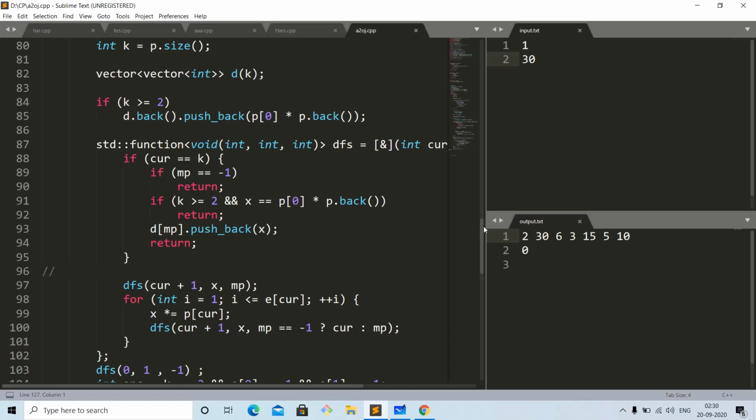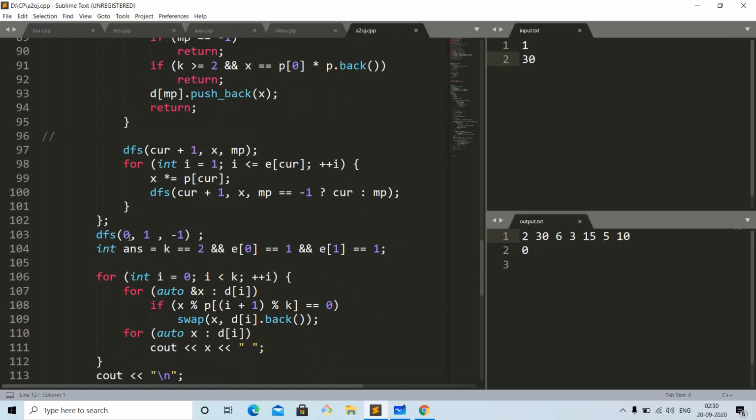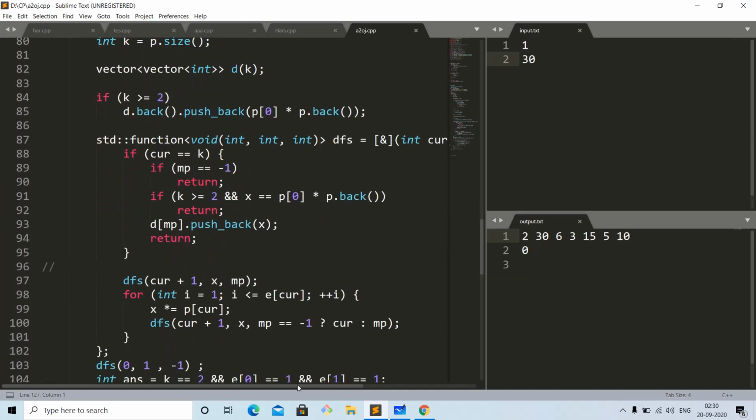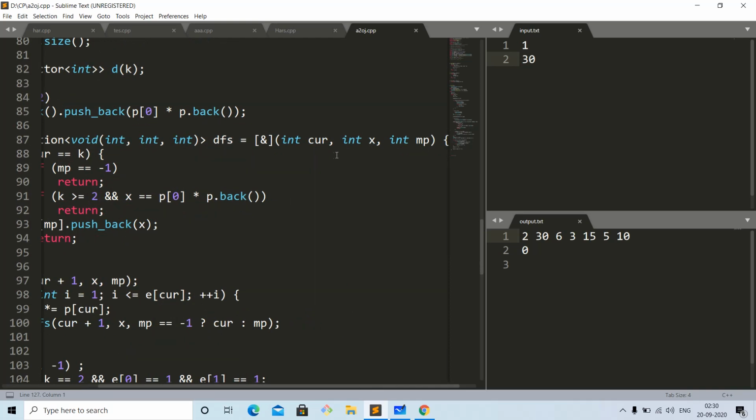So in the DFS traversal, we will pass three parameters, and let me explain what these three parameters indicate. We have int current, int x and int mp. Int mp denotes the index of the d vector, it will go from 0 to k minus 1, and x will denote the element which we have to push in the d vector, and then current will denote how many factors we have considered till now.